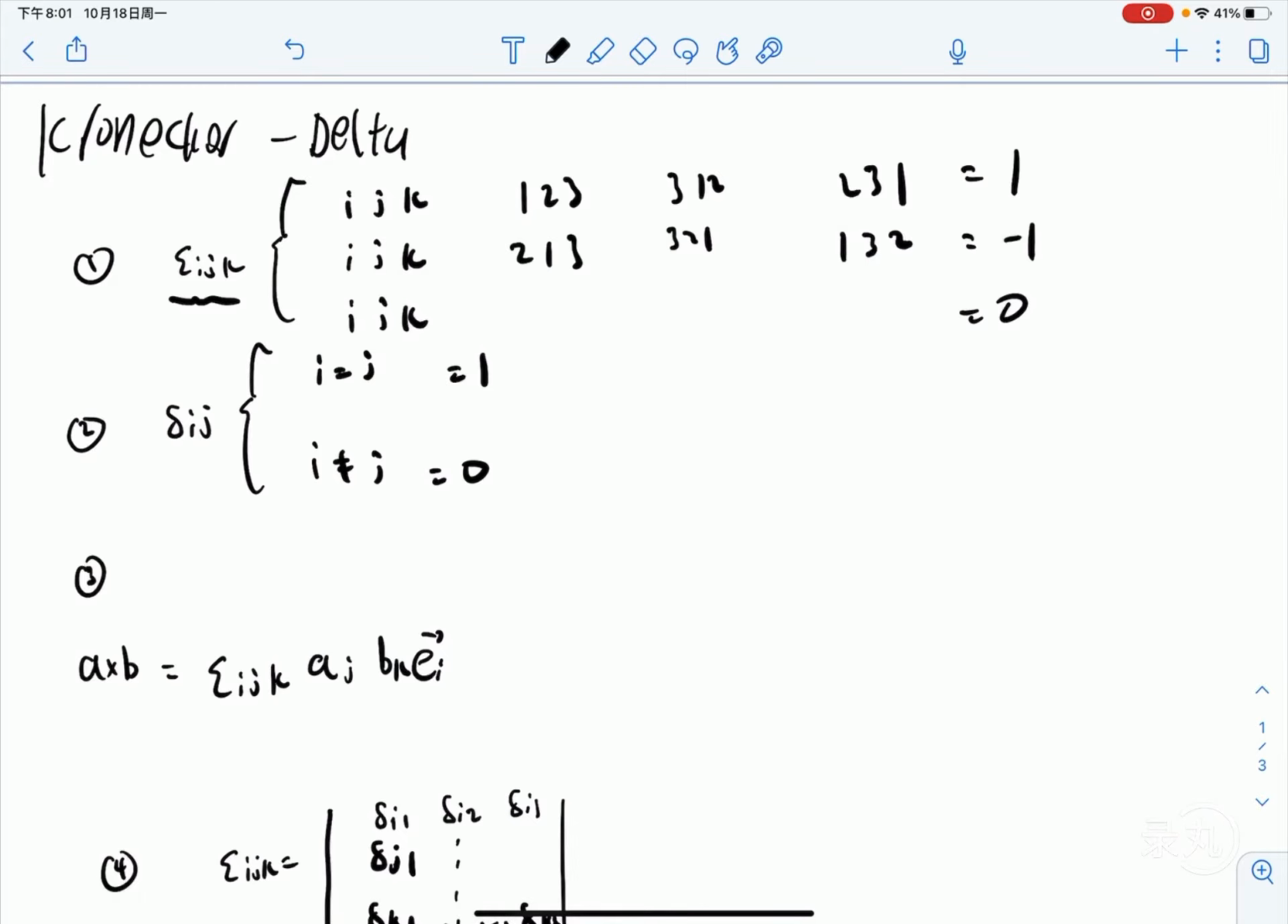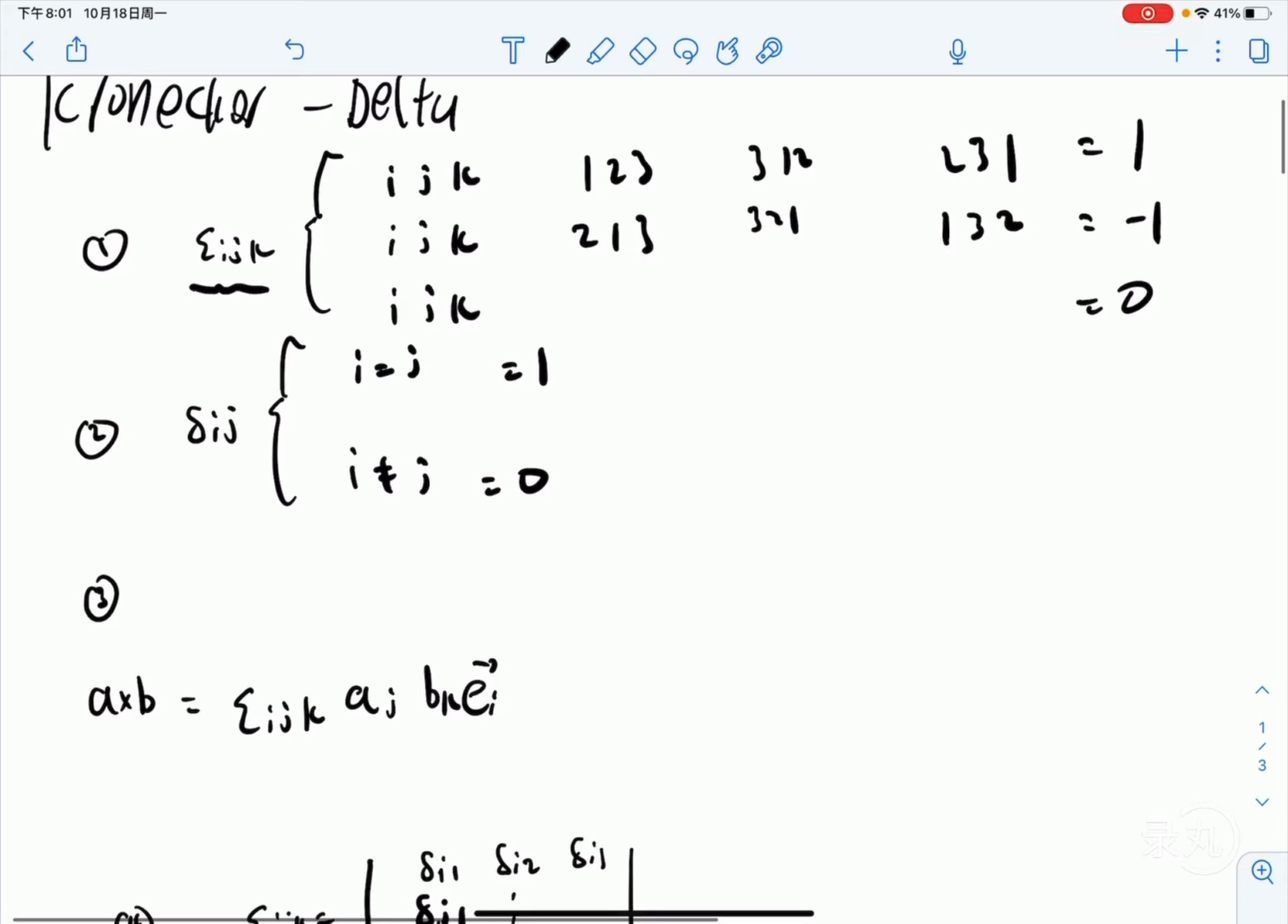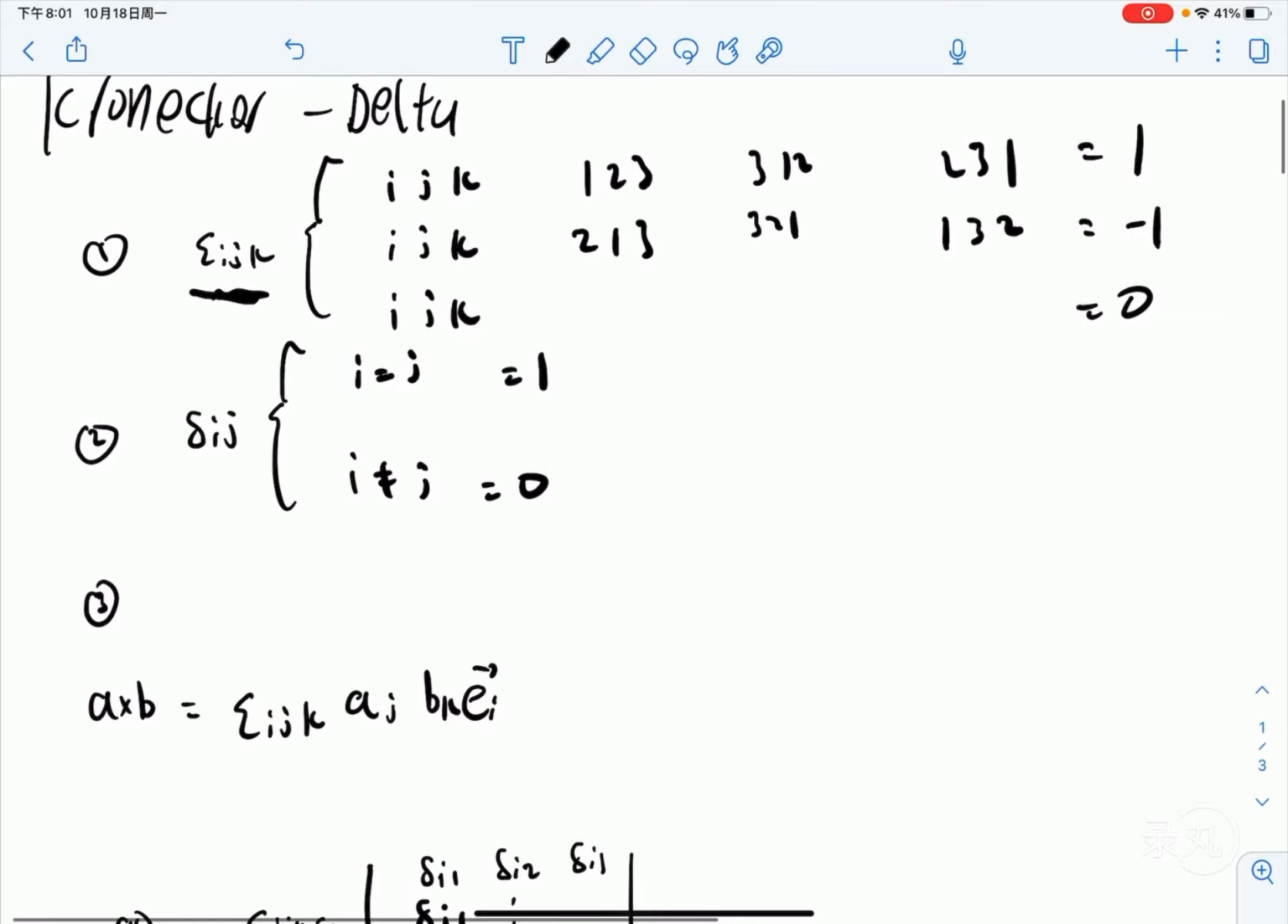Hello guys, today we're going to take a look at the vector analysis required in electrodynamics. The first one we're going to take a look at is the Kronecker delta, and here is a symbol invented by Einstein, and this is basically epsilon ijk when ijk is in the arrangement of 1 2 3.